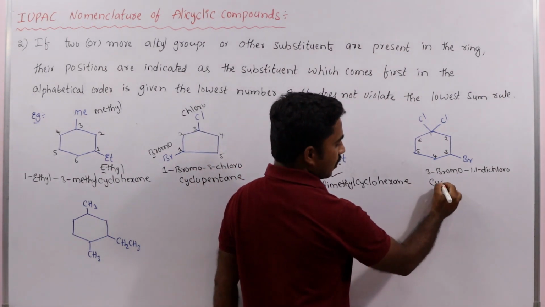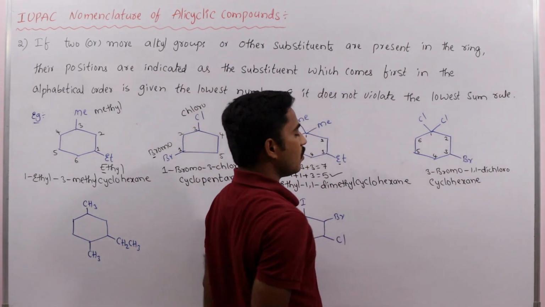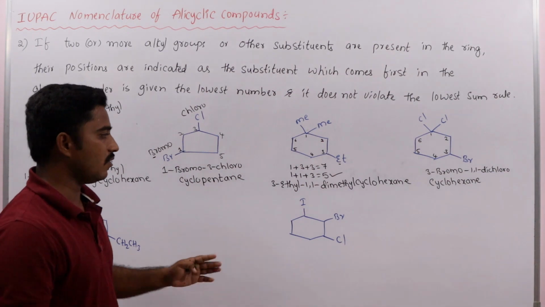Cyclohexane. 3-bromo, 1,1-dichlorocyclohexane. Like this we have to give the name.